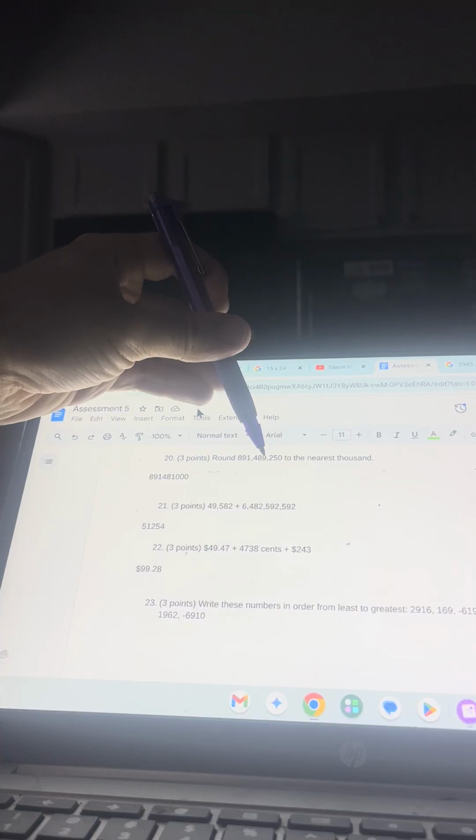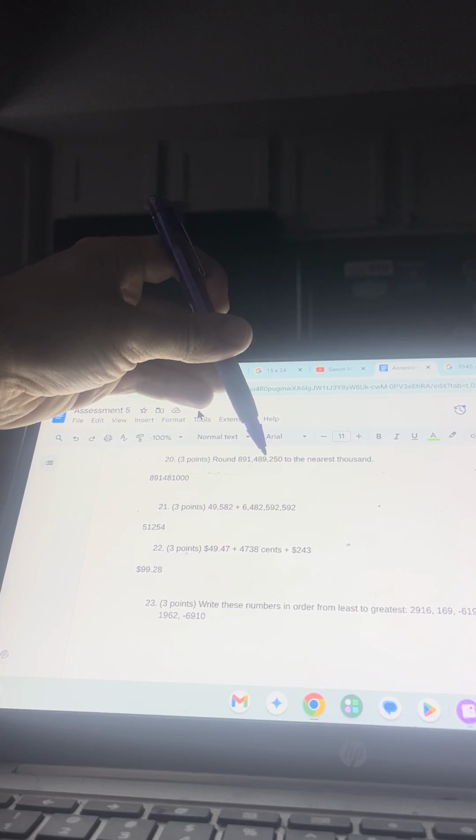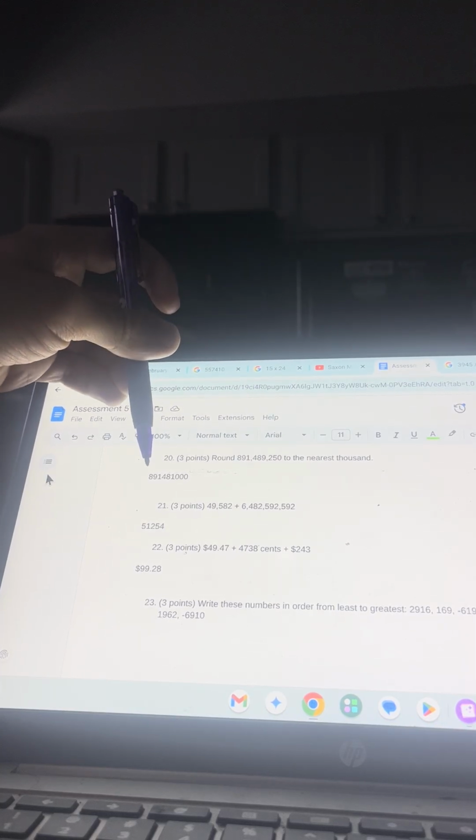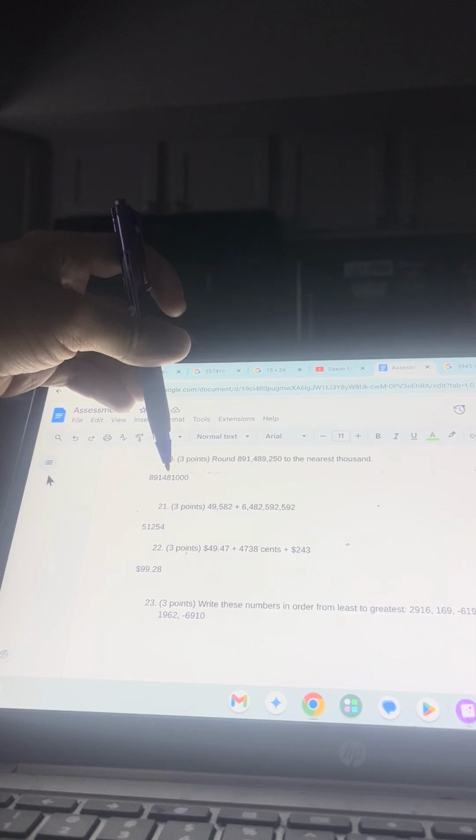Anytime the digit to the right of the circle digit, or the digit you're trying to round, is 4 or below, it stays the same. But if the digit to the right of the circle digit is 5 or above, it's going to increase by 1. So this 9 is going to stay the same because this digit is 4 or below. So you should have written 891,489,000.